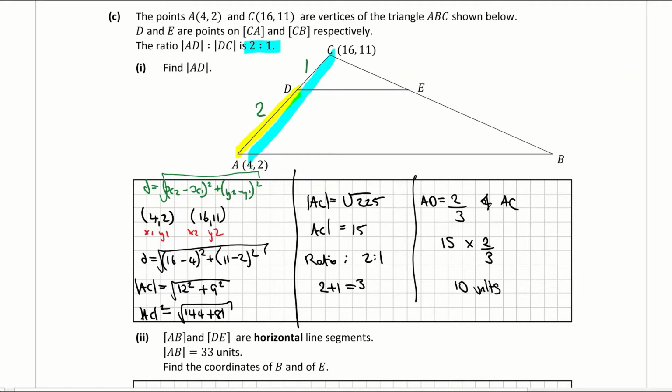Now you could also use your ratio formula from your log tables. But I think using the distance formula is a little bit easier.